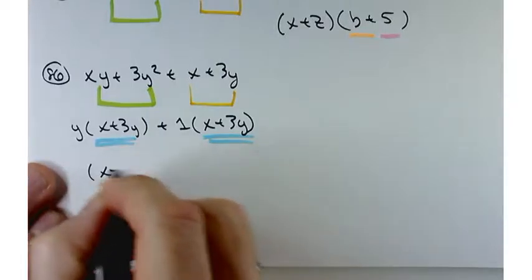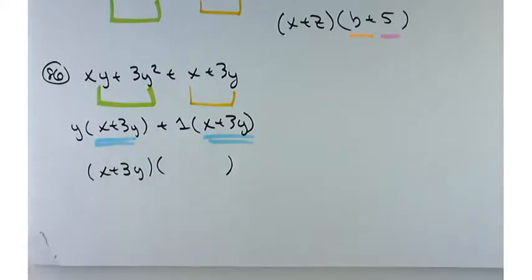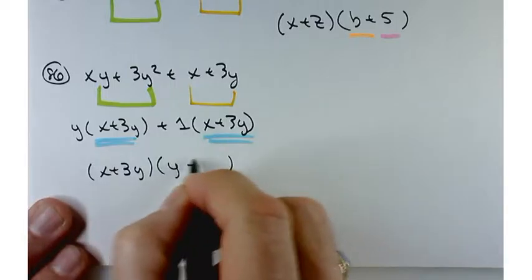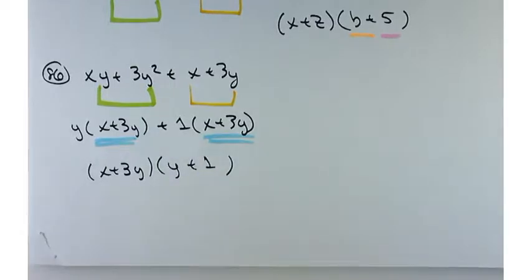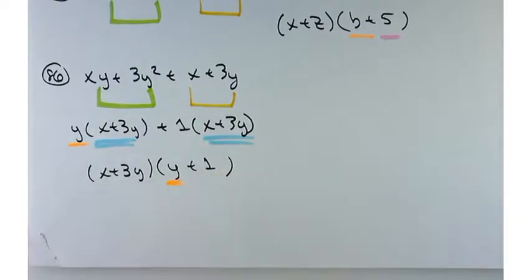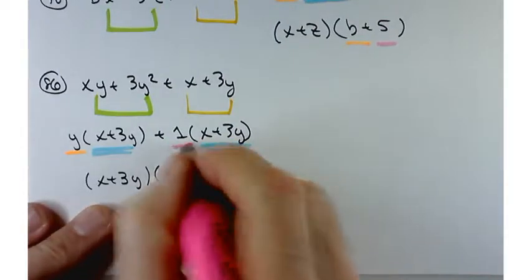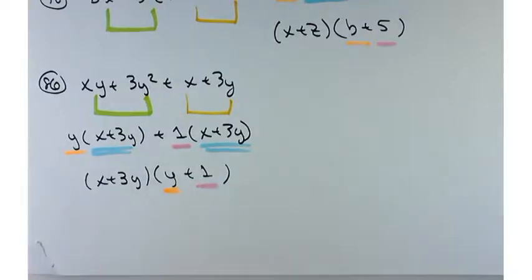So when I factor that out, what gets left behind? Y plus 1. So here's your y right here, and then here's your 1 right here. Nice. So that's where that's all coming from.